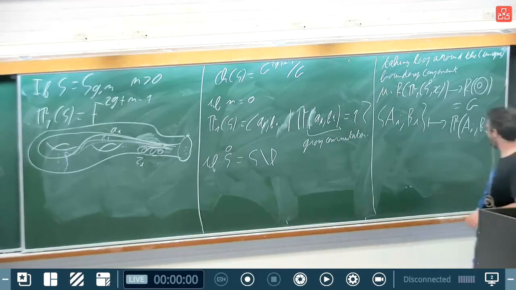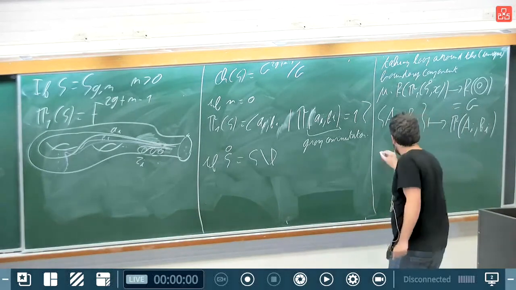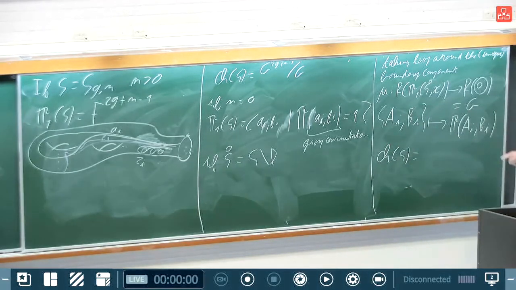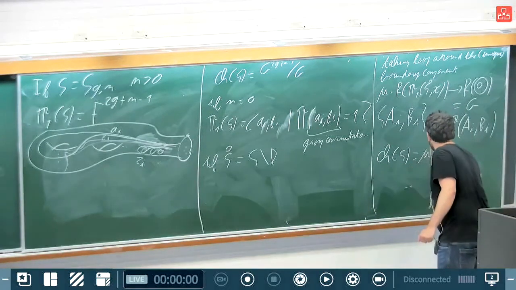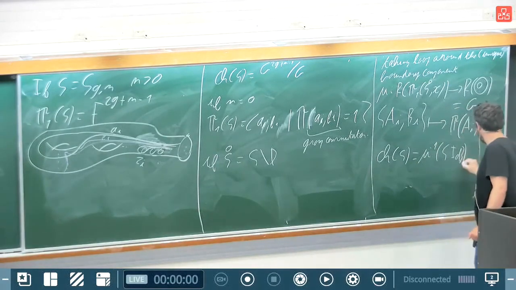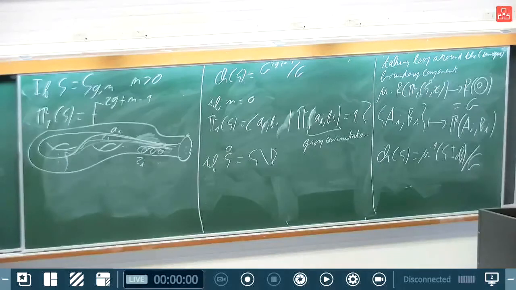Okay. And then by definition, the new relation I want to add is that this should be the identity matrix. So this character variety is the inverse image of the identity, modulo G. So basically, I have a description for punctured surfaces. And then if I want to close the boundaries, this is how you do it.